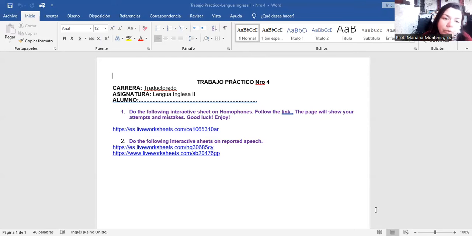So do it consciously. And remember that once you have finished doing it, check your answers and then please send me the whole page. I need all the page, yes? So that I can see the mistakes and correct if there is something that is not clear.